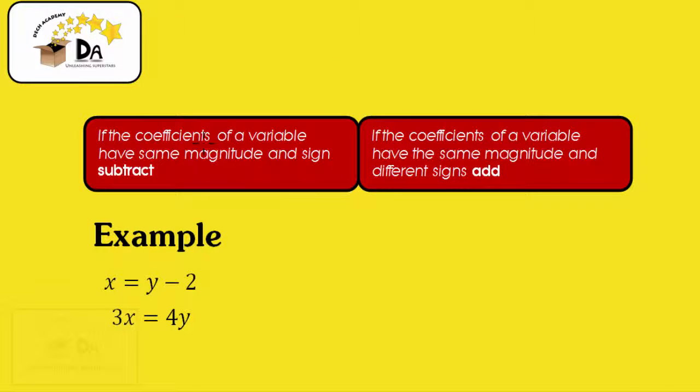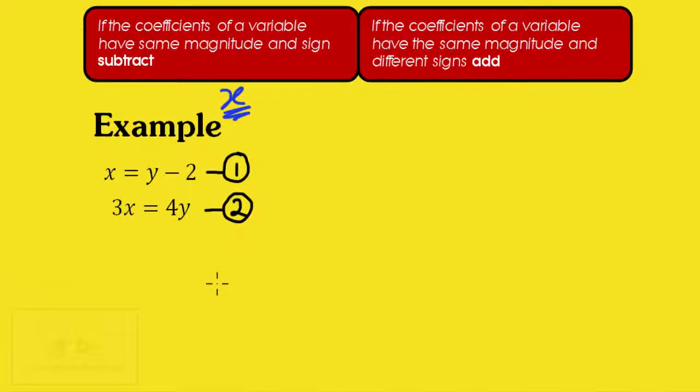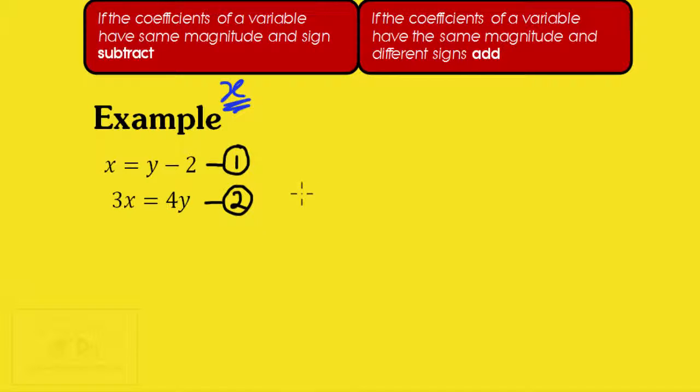Here's another example, and in this case I'd like to eliminate the variable x. This is equation 1. It's always useful to label equations so that when you refer to them you just say 1 or 2. You don't always have to write the equation out. Anyway, we want to eliminate the variable x. So let's check out the coefficients.